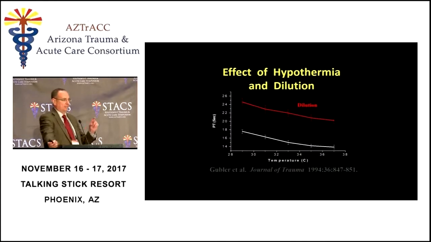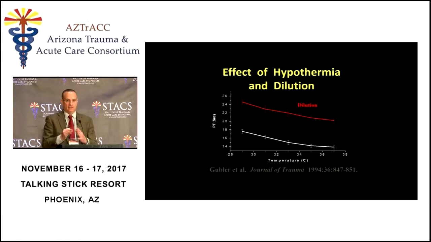Now, the coldness is very interesting. The first thing that happens when you send a blood sample to your laboratory is that your lab warms that blood sample up to 37 degrees Celsius. So if the patient's cold, you don't get to see the effect of hypothermia on coagulation. This is a study from Harborview where they looked at what actually happens to the prothrombin time if you measure it at decreasing temperatures.